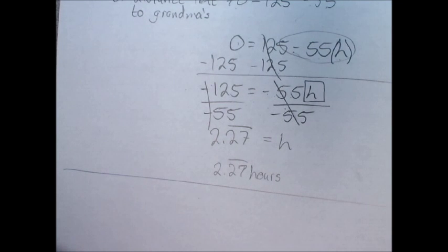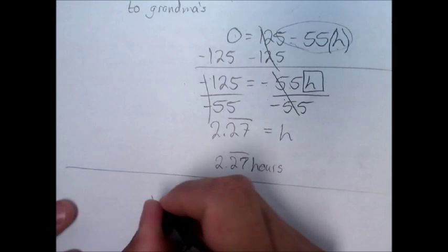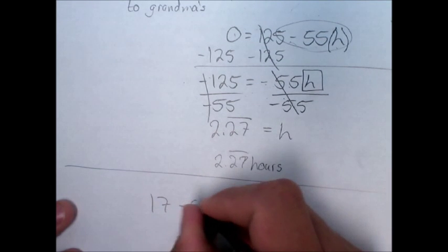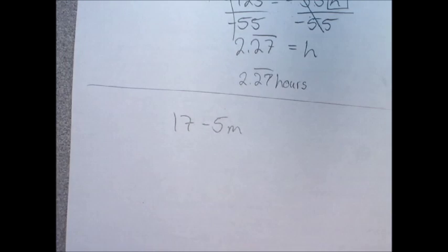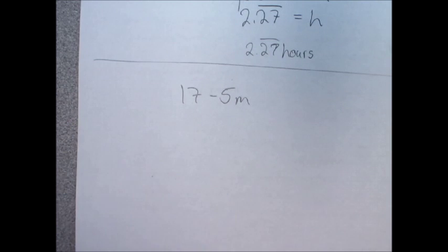Example B. It says Jenny pulled the stopper out of the sink. The amount of water in gallons remaining in the sink for each minute followed can be modeled by this representation: 17 minus 5m. So, let's think about this. This must be a pretty big sink, first of all. We need to interpret the parts of the equation.